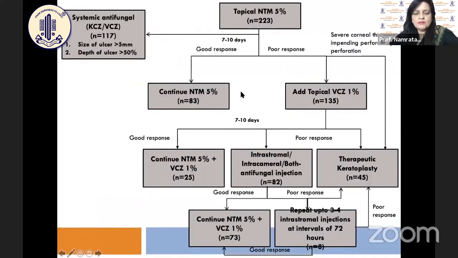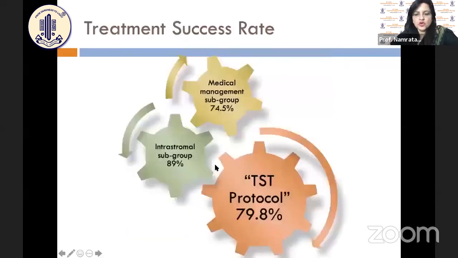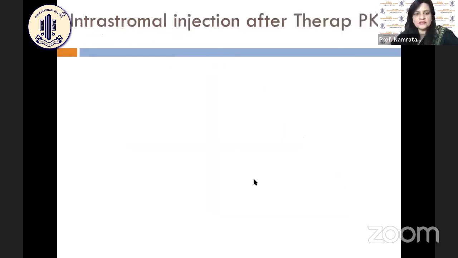And this is the paper we published based on a prospective cohort of 223 patients, and then subsequently published this with the help of all our departments: the ocular microbiology, the ocular pharmacology, and the various people who worked on this. So when we gave medical therapy alone, the success rate was 74%. When we added intrastromal, then the success rate became higher, and that is why we called it the TST protocol, or the topical, systemic, and the targeted protocol for fungal keratitis.